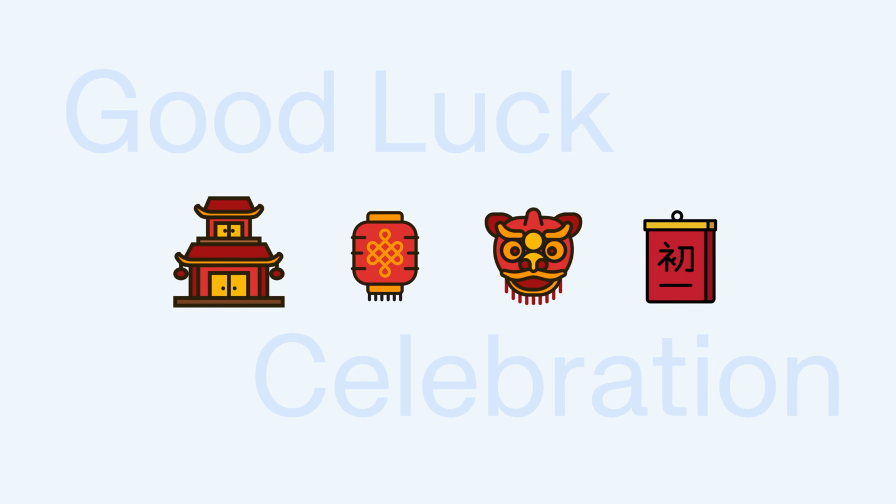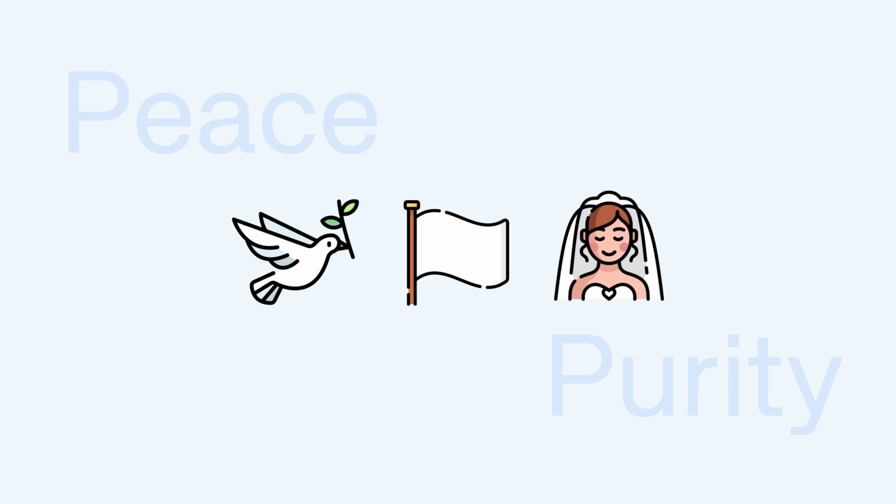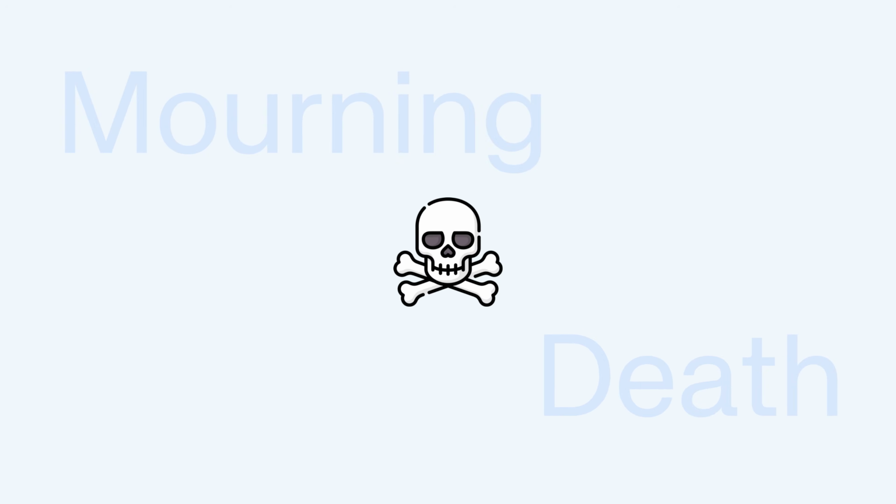Depending on the culture, the perception and meaning of colors can vary significantly. For instance, while red is associated with good luck and celebration in Chinese culture, it can symbolize danger and warning in Western cultures. Similarly, white signifies purity and peace in many Western cultures, but is often associated with mourning and death in some Asian cultures.